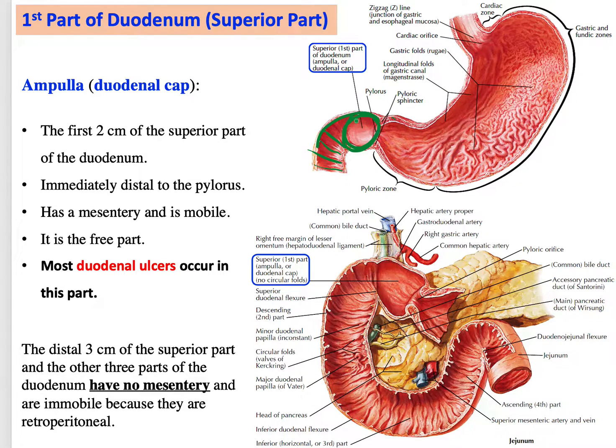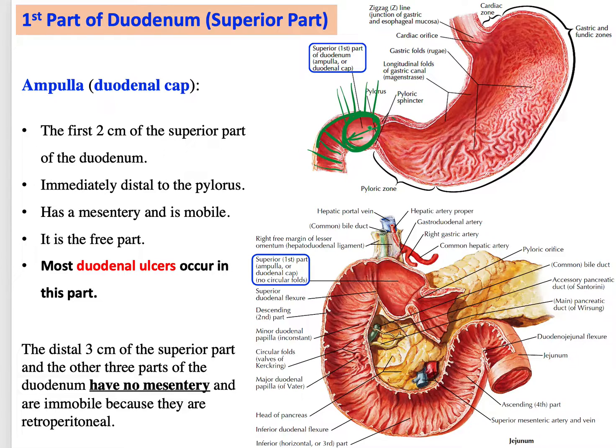So it's free. And it's the only part that has a mesentery that's connected to the liver, if you remember. And as I said, this is free and mobile and internally smooth, and you can distinguish it in radiology. And what else, guys?